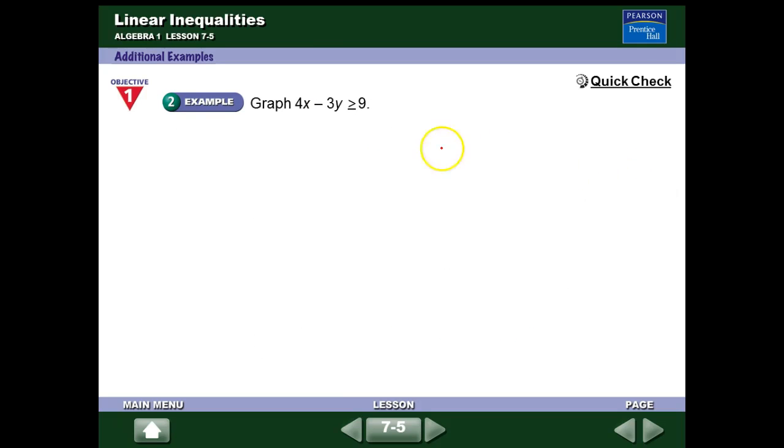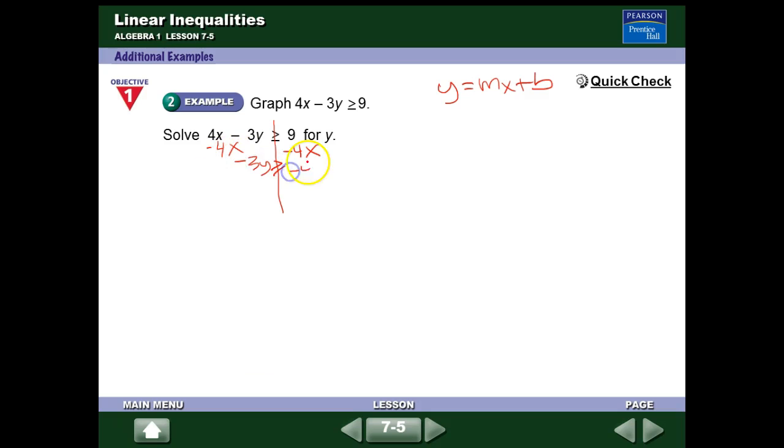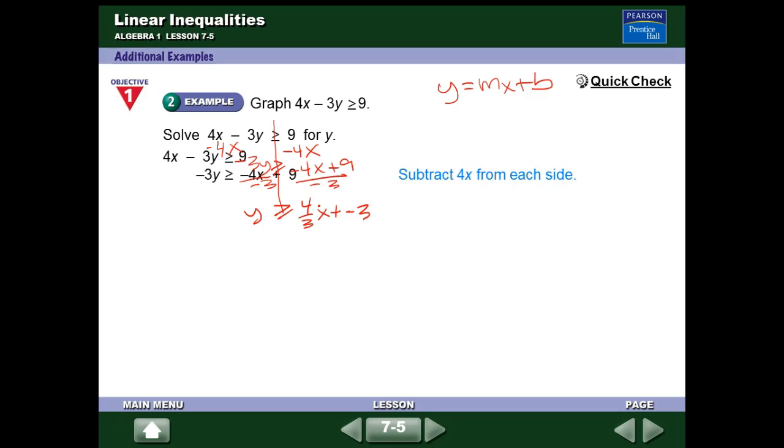Here's another one. This they do not give us in the y equals mx plus b form. So the first thing we're going to have to do is solve for y. So same concept, draw a line to the equal sign. We're going to subtract 4x, and then we get negative 3y equals negative 4x plus 9, divide by negative 3, divide by negative 3. Y is greater than or equal to 4/3 x minus 3. They're going to show you these steps.